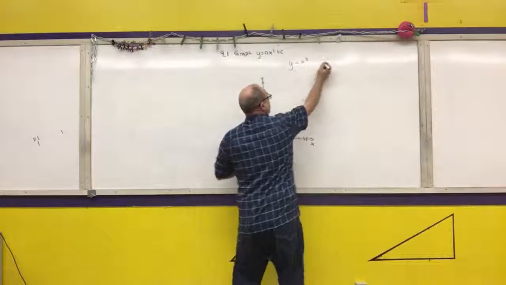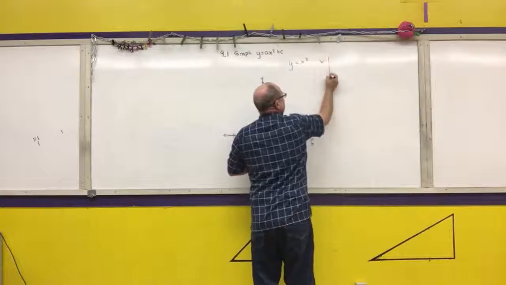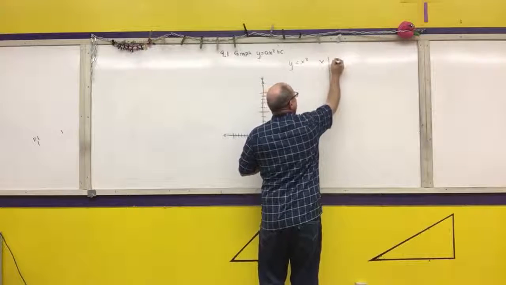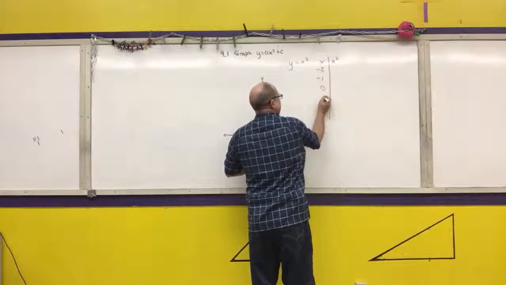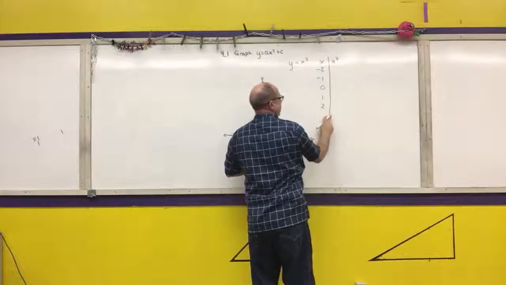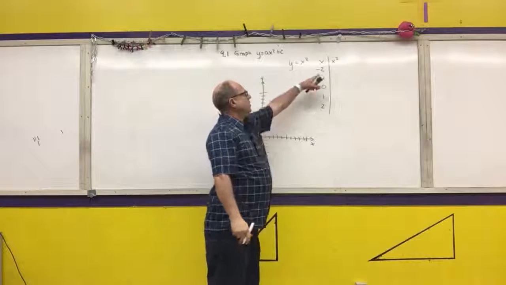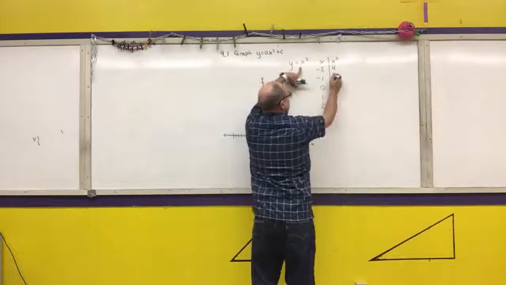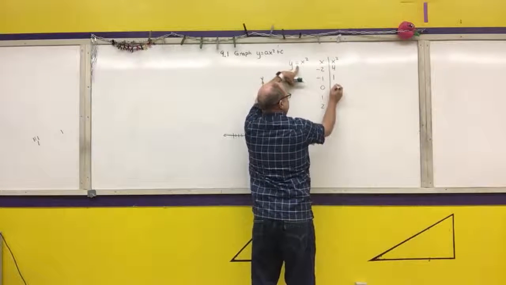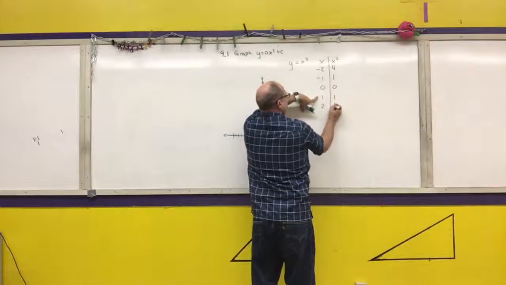And we're just going to put information into our data table and come up with the 5 numbers that we came up with before. Negative 2 squared is 4. Negative 1 squared is 1. 0 squared is 0. 1 and then 4.